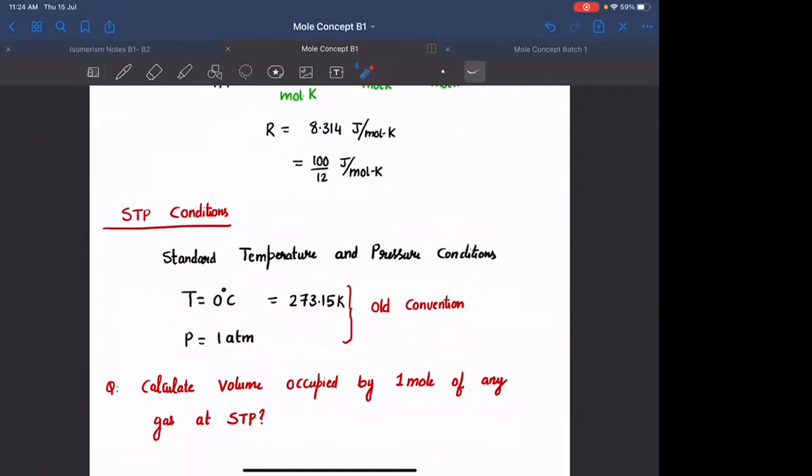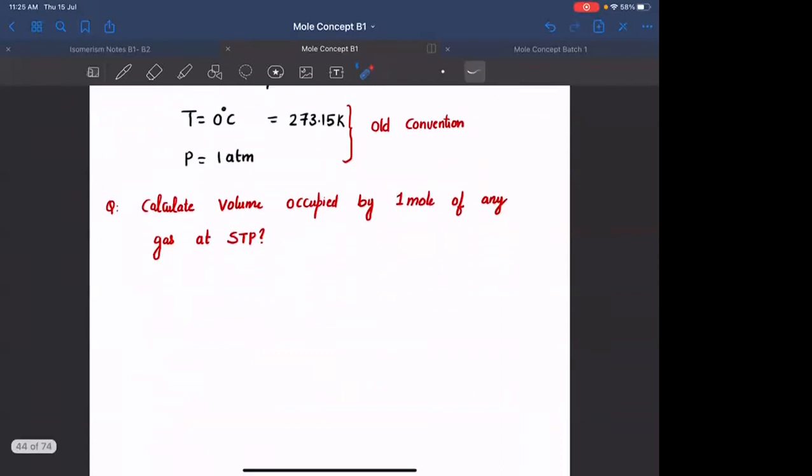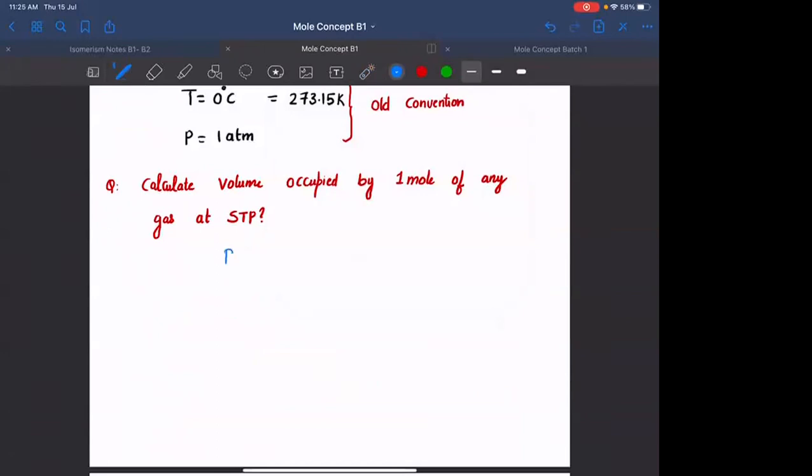At this particular condition, calculate the volume occupied by 1 mole of any gas. Everyone, the condition is STP condition, which is temperature 0 degrees C and the pressure 1 atmosphere. Calculate the volume occupied by 1 mole of any gas at STP. You can use the equation PV equals nRT. We will be calculating this using PV equals nRT.